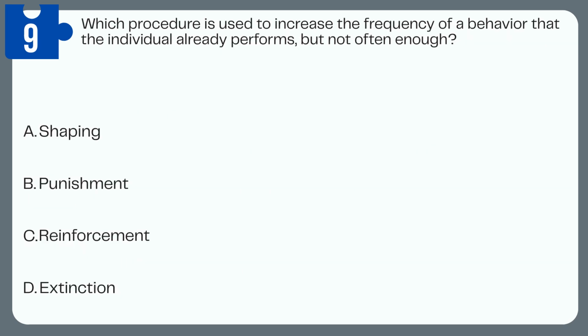Question 9. Which procedure is used to increase the frequency of a behavior that the individual already performs, but not often enough? A. Shaping. B. Punishment. C. Reinforcement. D. Extinction.